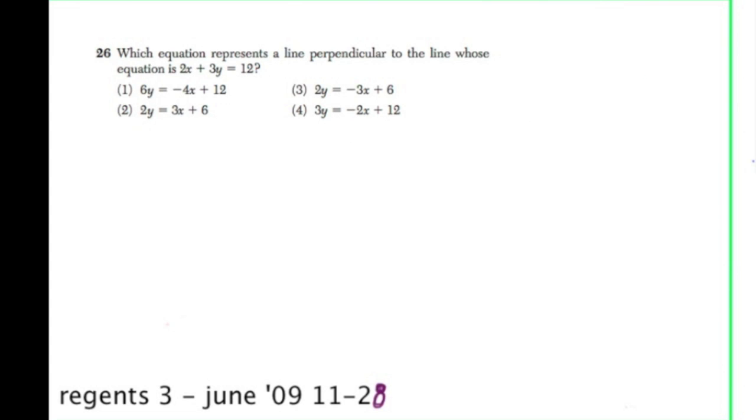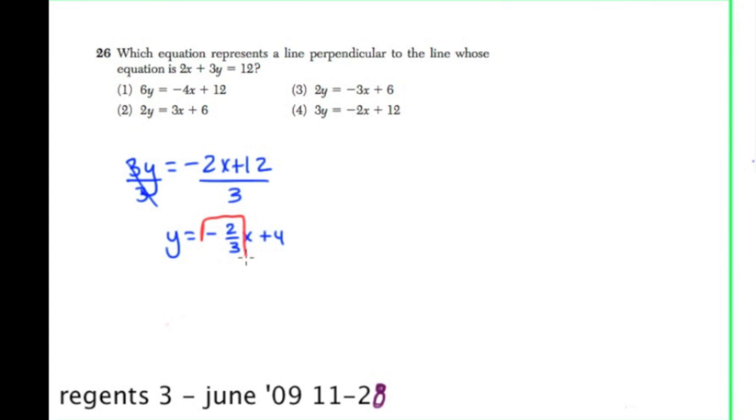Let's do this. Which equation is a line perpendicular to the line whose equation is 2x plus 3y equals 12? Let's put this in a form where we can digest it. Subtract 2x from both sides, then divide by 3. So y is going to be negative 2 over 3x plus 4. Our slope for the given line is negative 2 over 3, but we need a line perpendicular to that. So it's going to be the negative reciprocal, which is a slope of 3 over 2.